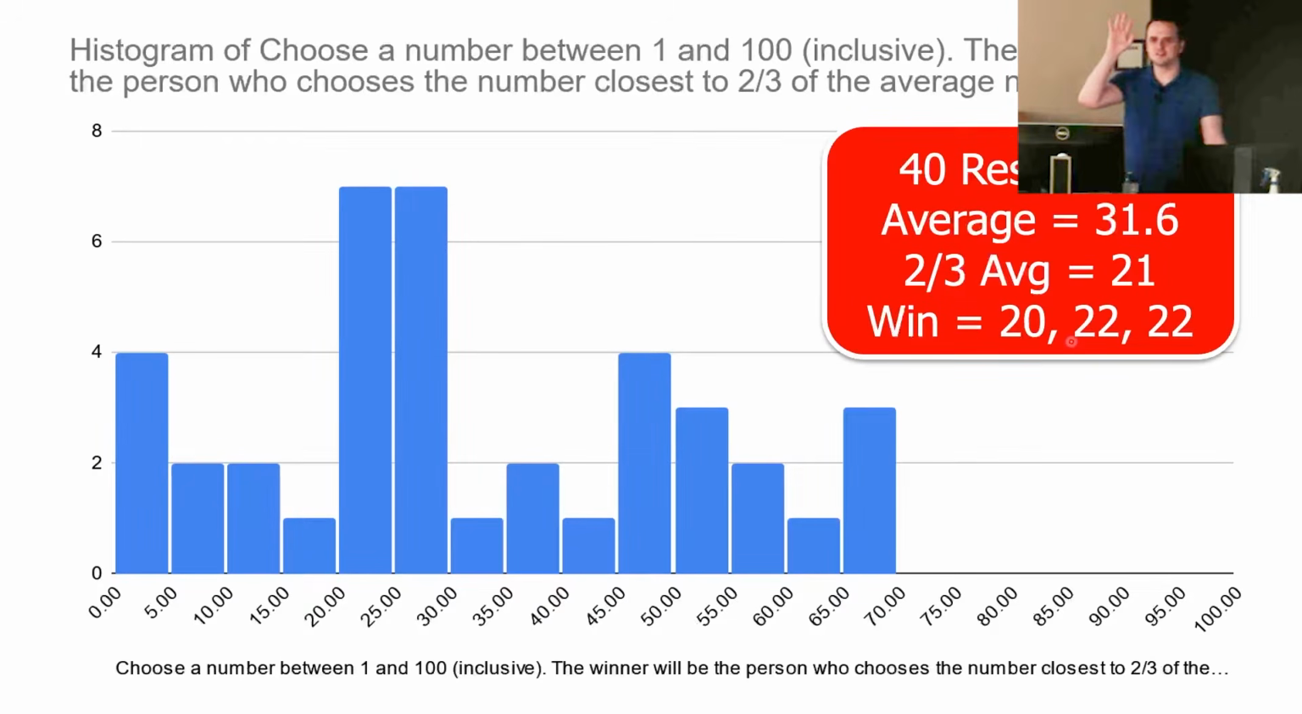Anyone? Nobody? Oh, we got one. Okay, which one did you choose? So what was your reasoning for choosing 20? Was there any like, okay, if I choose this and they choose this, or did you just say I like 20? Okay, so I've had people say, I chose my birthday, I chose the day of the month, or whatever.